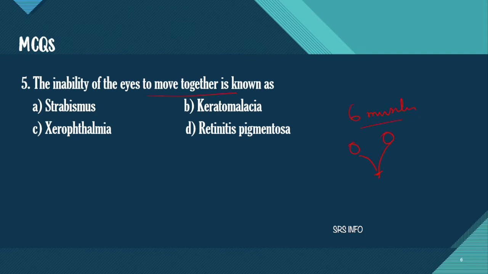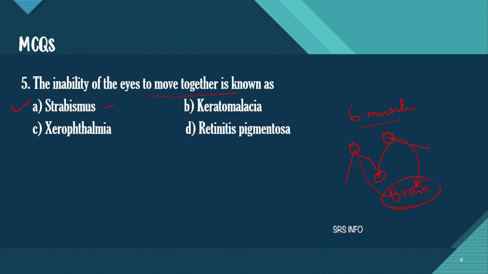Okay, the inability of the eyes to move together is known as strabismus. A person who is suffering from strabismus cannot focus on a single object with both the eyes. These muscles do not work together. As a result, one eye looks at one object, the other eye looks at another object. Then what will happen? Two different messages are sent to the brain, the message from this eye and the message from this eye.